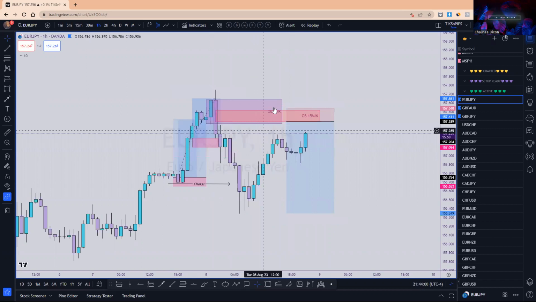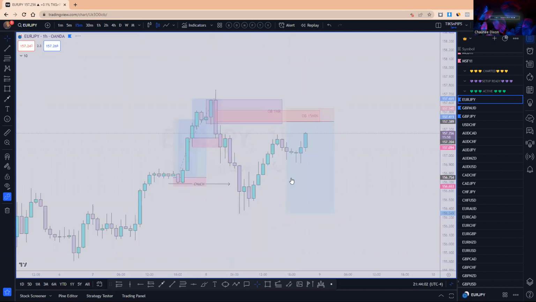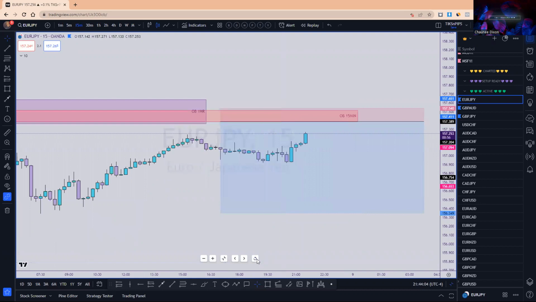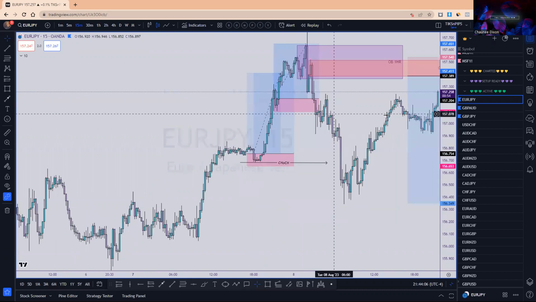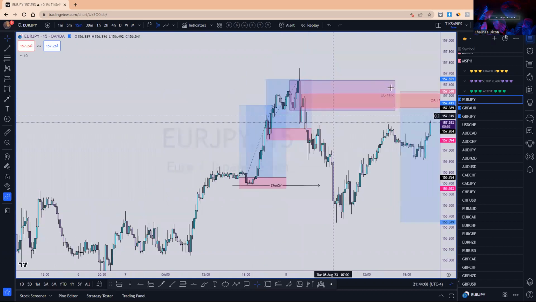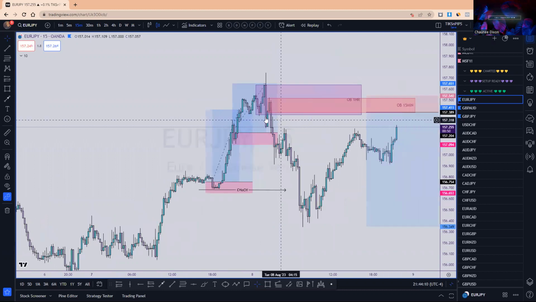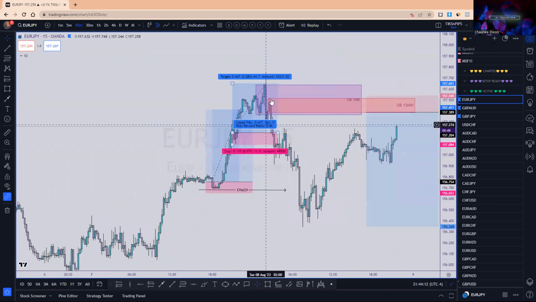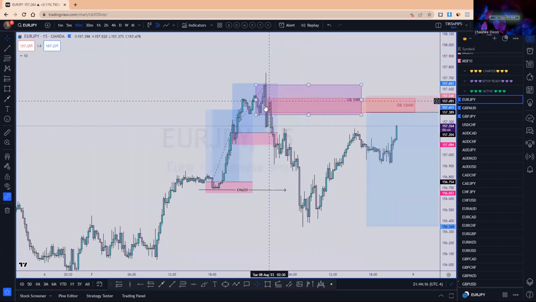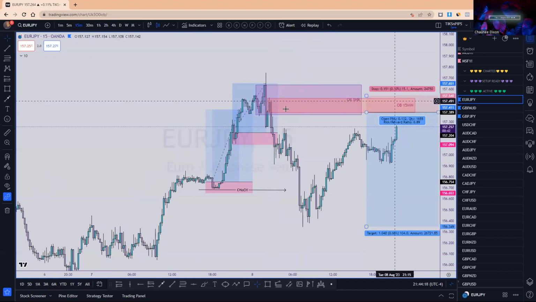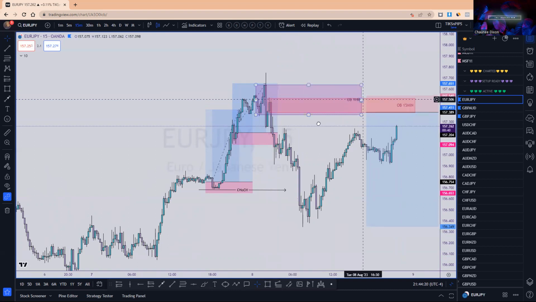So then I went down to the 15-minute. And when I looked at my 1 hour order block, I saw that price had already kind of tapped into it and then came back out. And then it left behind a miniature order block, a 15-minute one within the 1 hour.